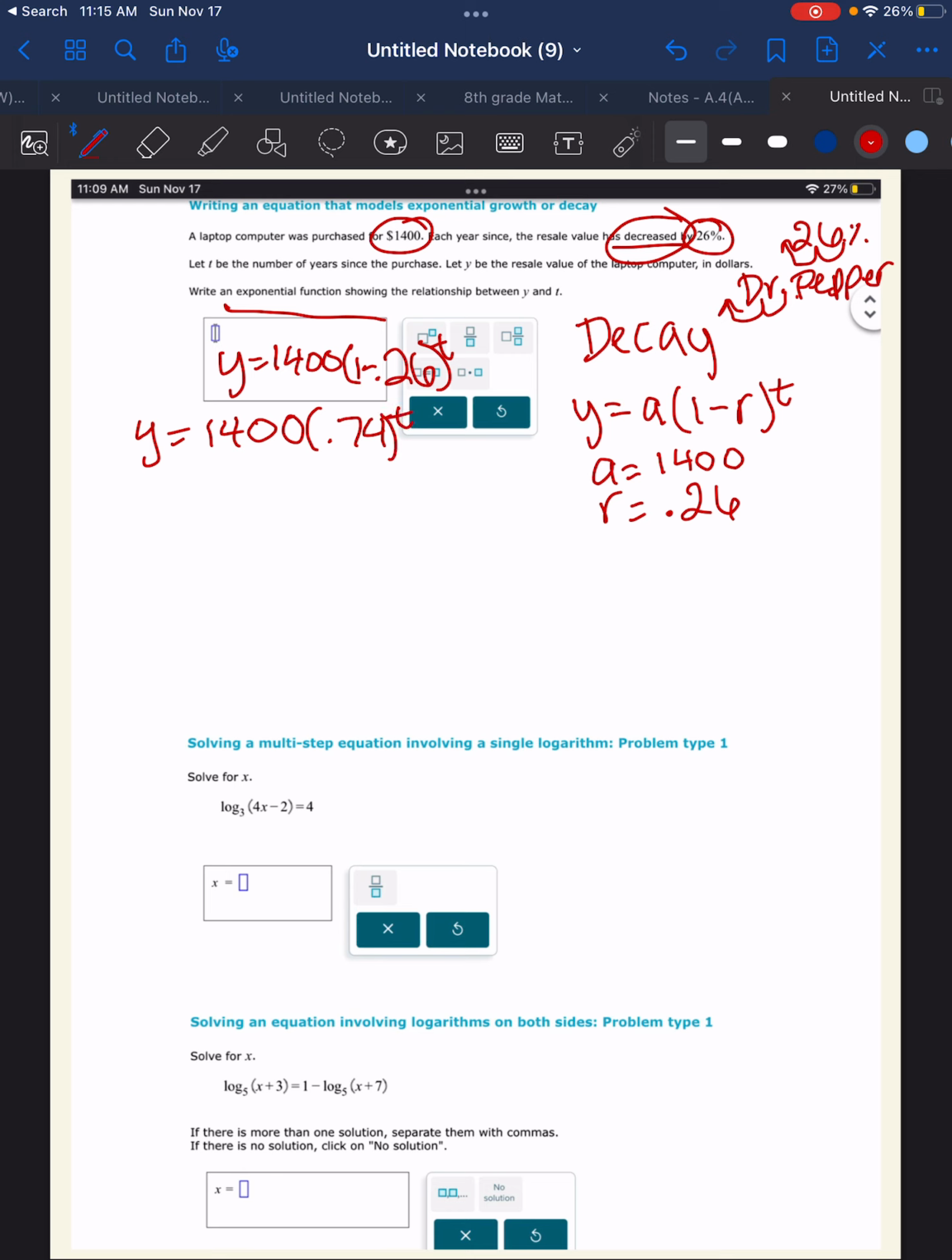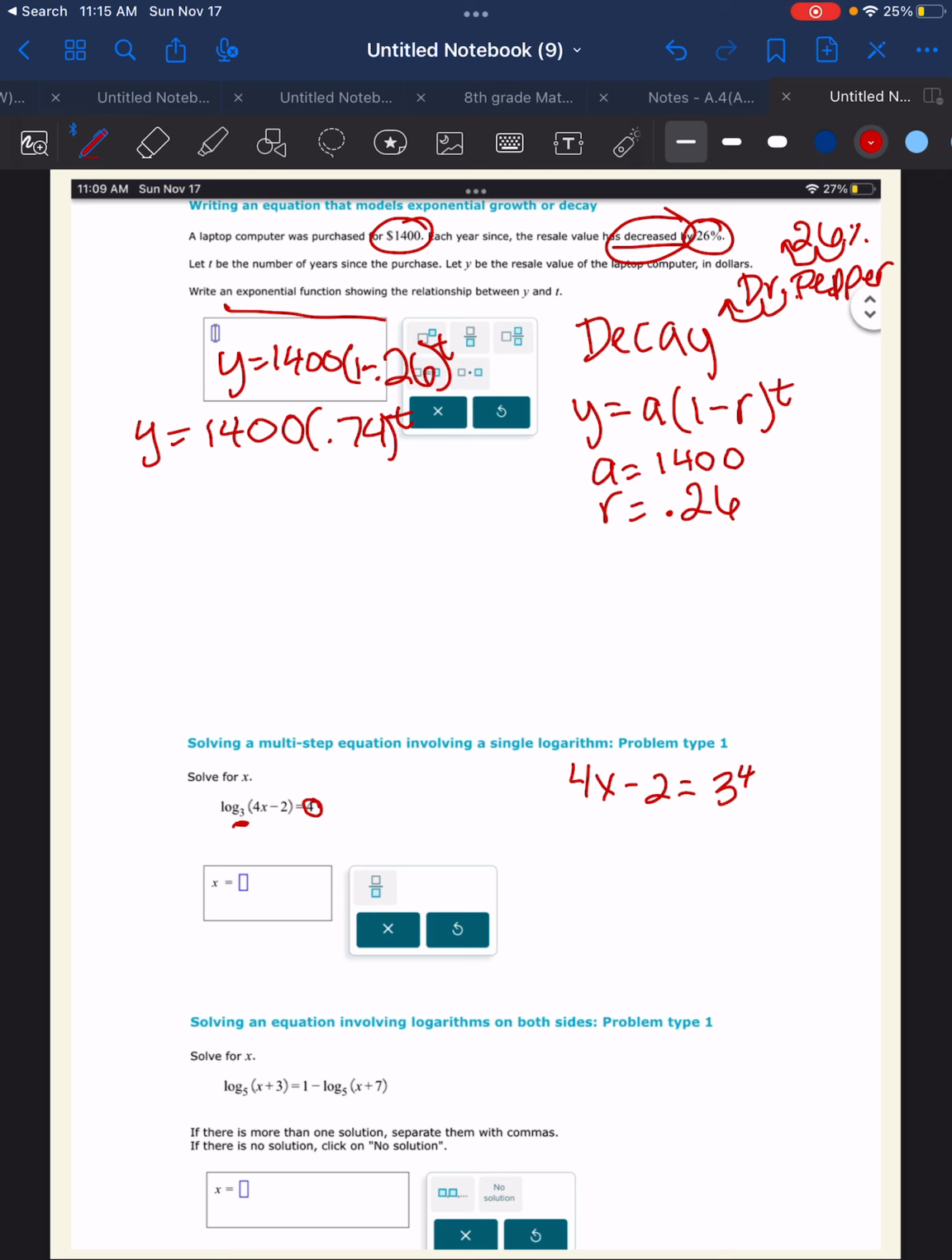Moving on to number 2. So solving a multi-step equation involving a single logarithm. What we're going to do is change this to our exponent, okay? So we get log base 3 of 4x minus 2 equals 4. We are going to change that log to an exponent. So when I do that, that becomes 4x minus 2 equals 3 to the power of 4. I took the base of that log, made it the base of this exponent, and shot that exponent up to 4.